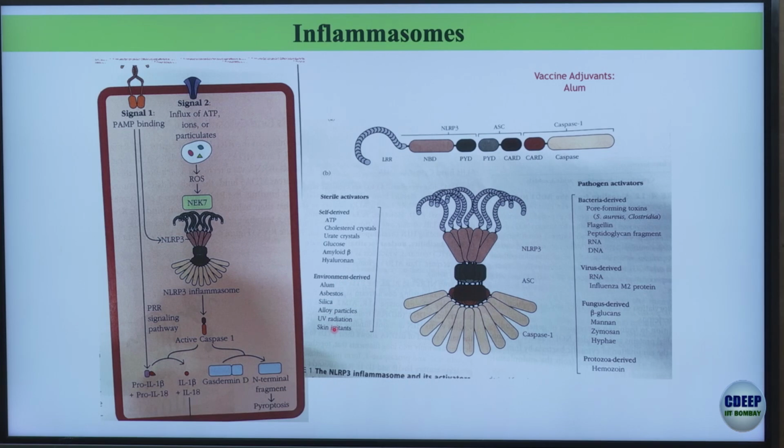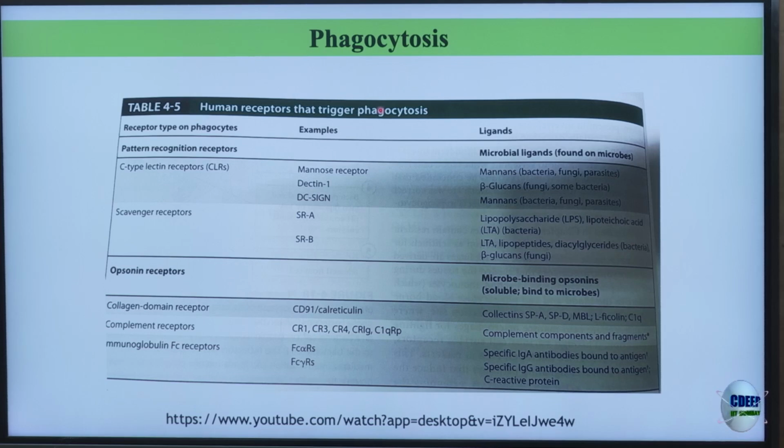And this molecule, what does it do? It will convert the pro form of inflammatory cytokines into the mature form of inflammatory cytokines. So this is what the inflammasome is. And of course, there are pathogen activators, starting from bacteria to virus to fungus to protozoa, okay? This slide I will not explain.